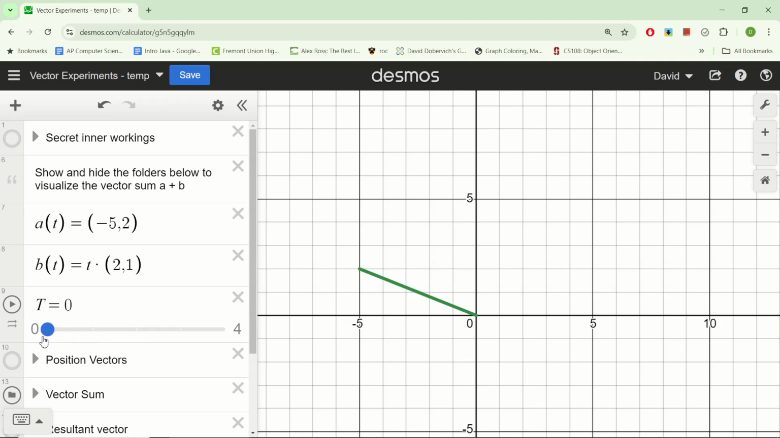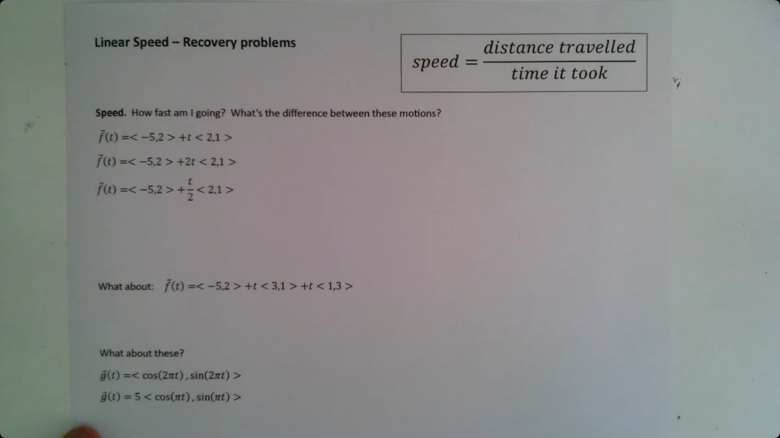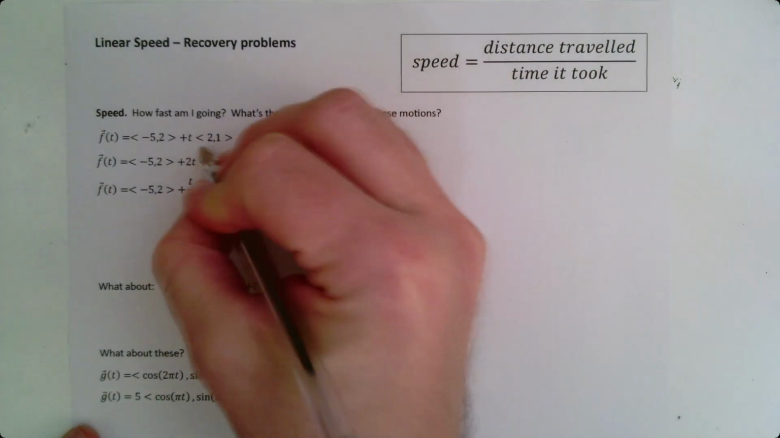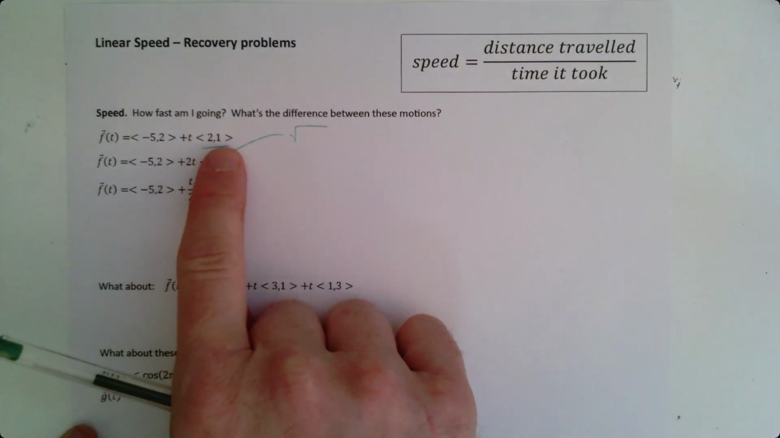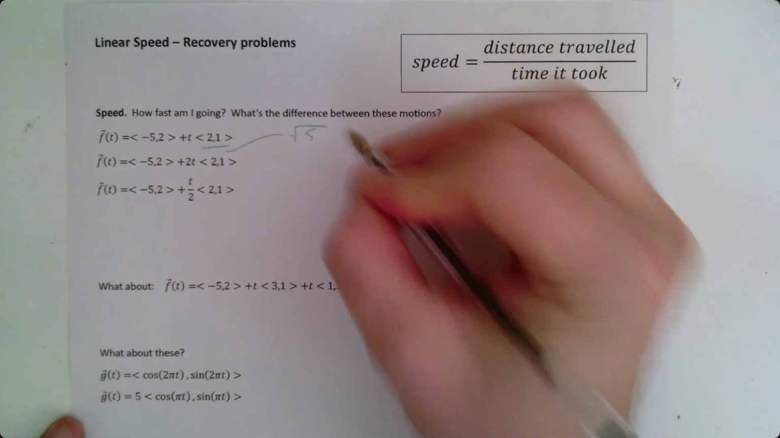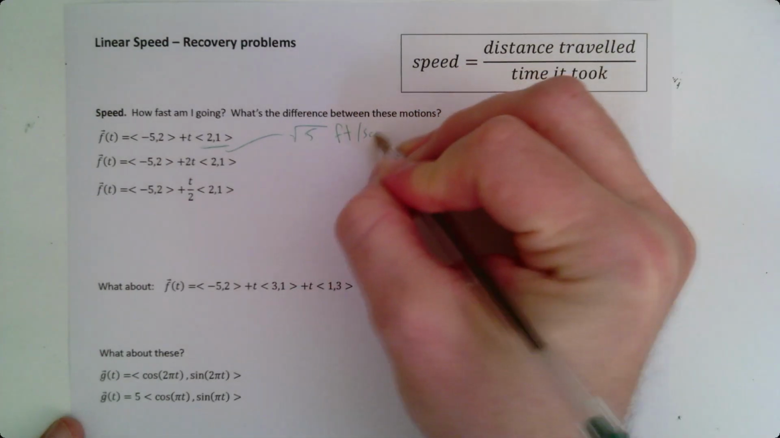So between time 0 and time 1, I was at negative 5, 2, and I went over 2, up 1, to end at negative 3, 3. So I started here, ended there. So it looks like I moved along that diagonal, and it took me 1 second. So we just need to ask, what's the length of that diagonal? Because that's the distance that I moved in 1 second. And the distance of that diagonal is just the magnitude of that vector. So 2 squared is 4, plus 1 squared is 1, so that's root 5. So here I'm moving at root 5 feet per second.